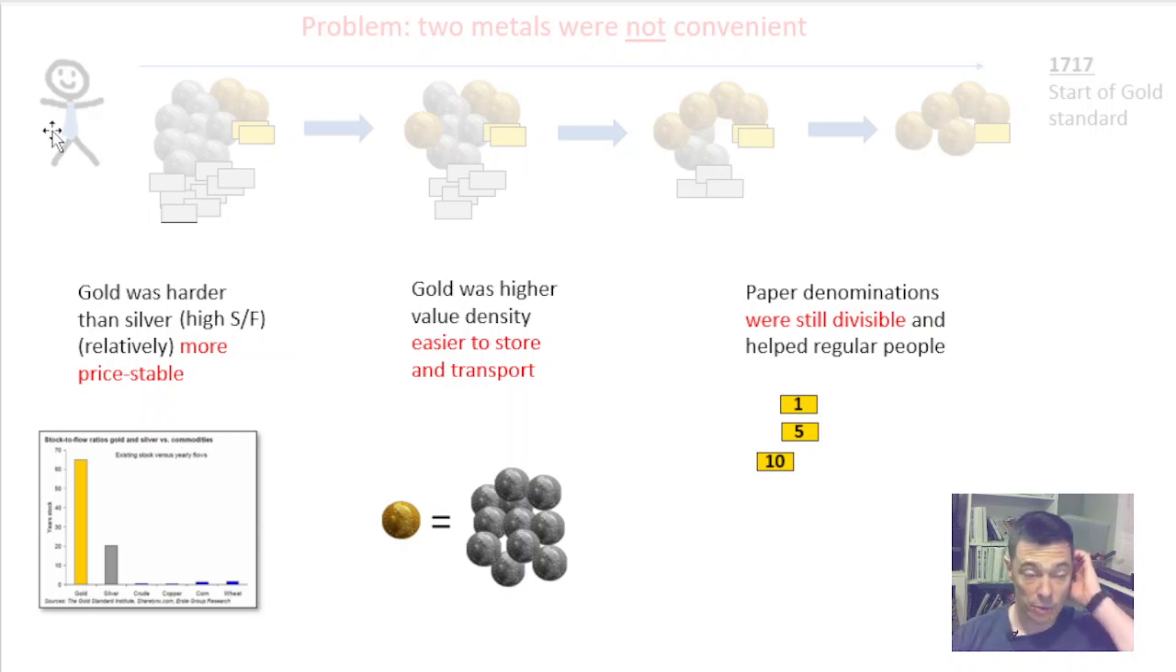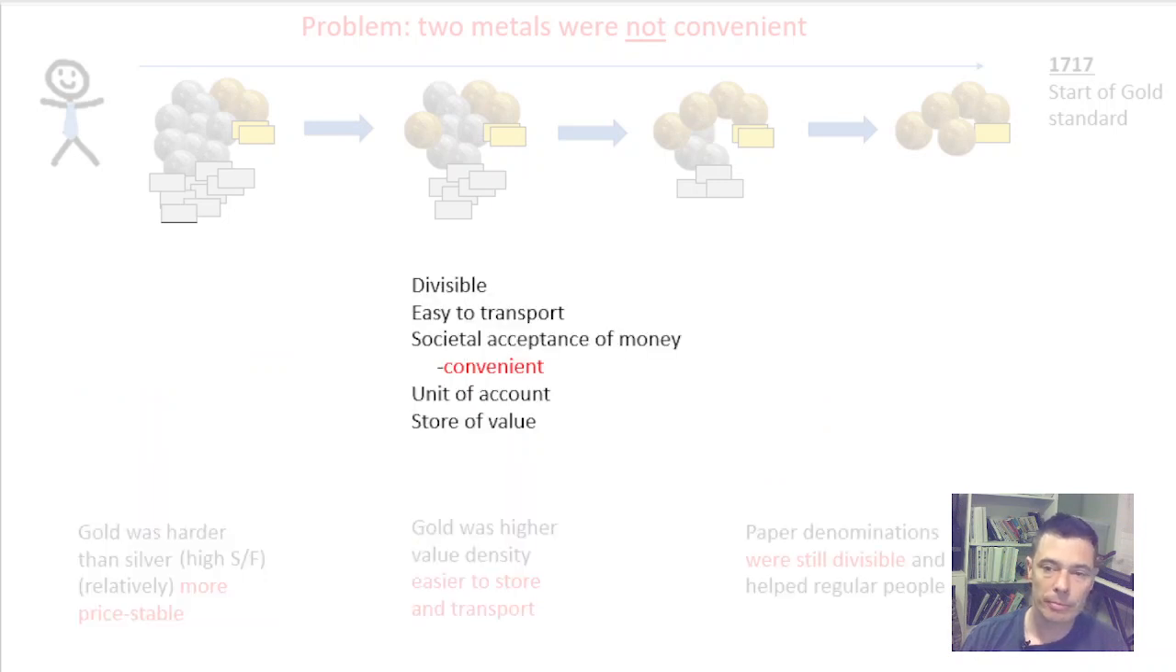One is that relative to silver, gold was much more price stable, and then also gold had a higher value density. Business individuals would usually be dealing with larger transactions, so gold was easier for them to manage. And then even for the regular people, gold could still support the day-to-day transactions because the paper receipts that were issued could be divisible into helpful denominations. And so all of this was in the name of making money just more convenient, easier to use.